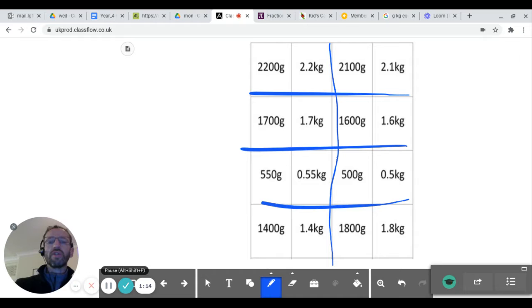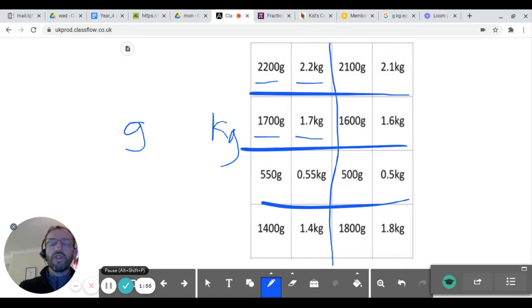So at the top, you can see 2,200 grams is the same as or equal to 2.2 kilograms. Underneath, we've got 1,700 grams is equal to or equivalent to 1.7 kilograms. So there's a mathematical rule you can use to convert from one unit of measurement to another. If we have a certain number of grams over on this side, say, for example, 1,700 grams, and we want to convert them into kilograms on this side, which is 1.7.